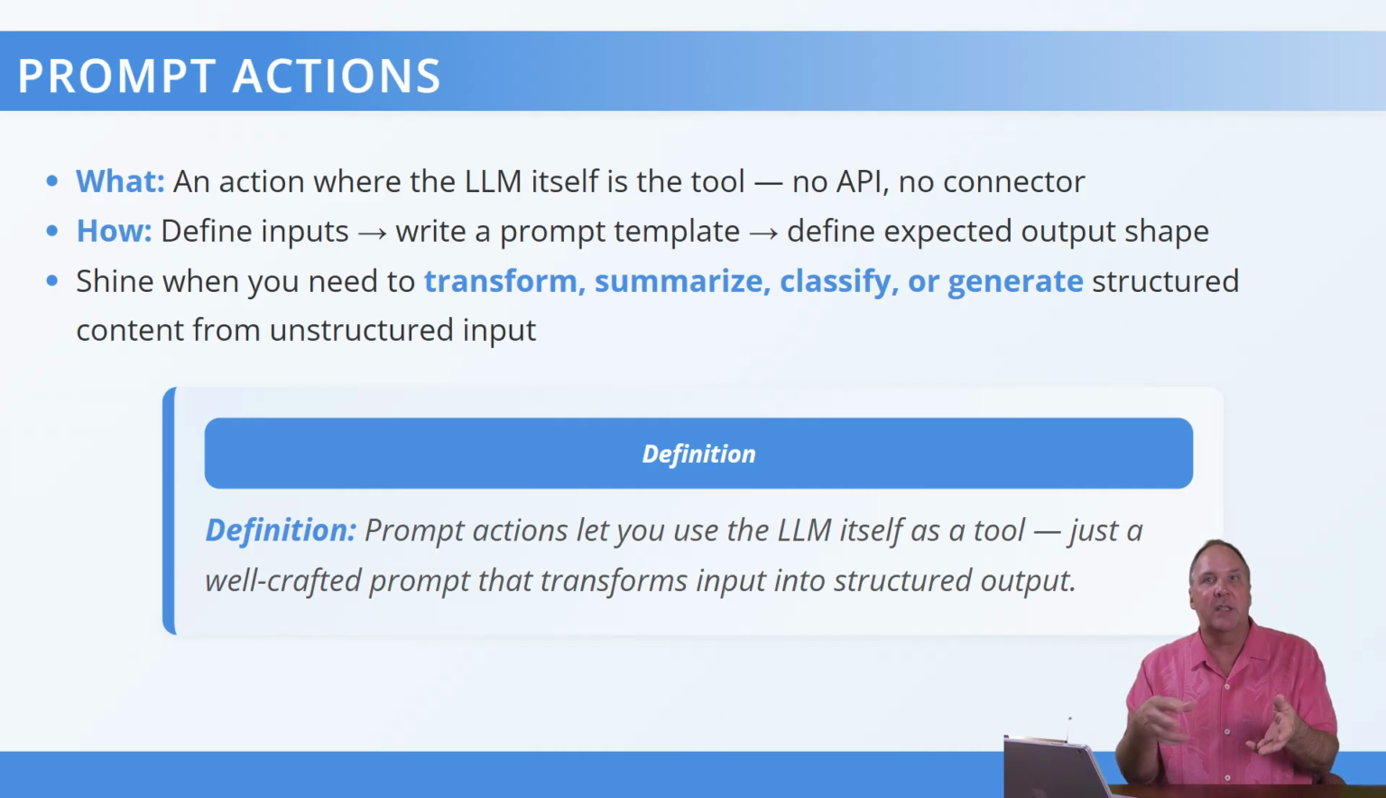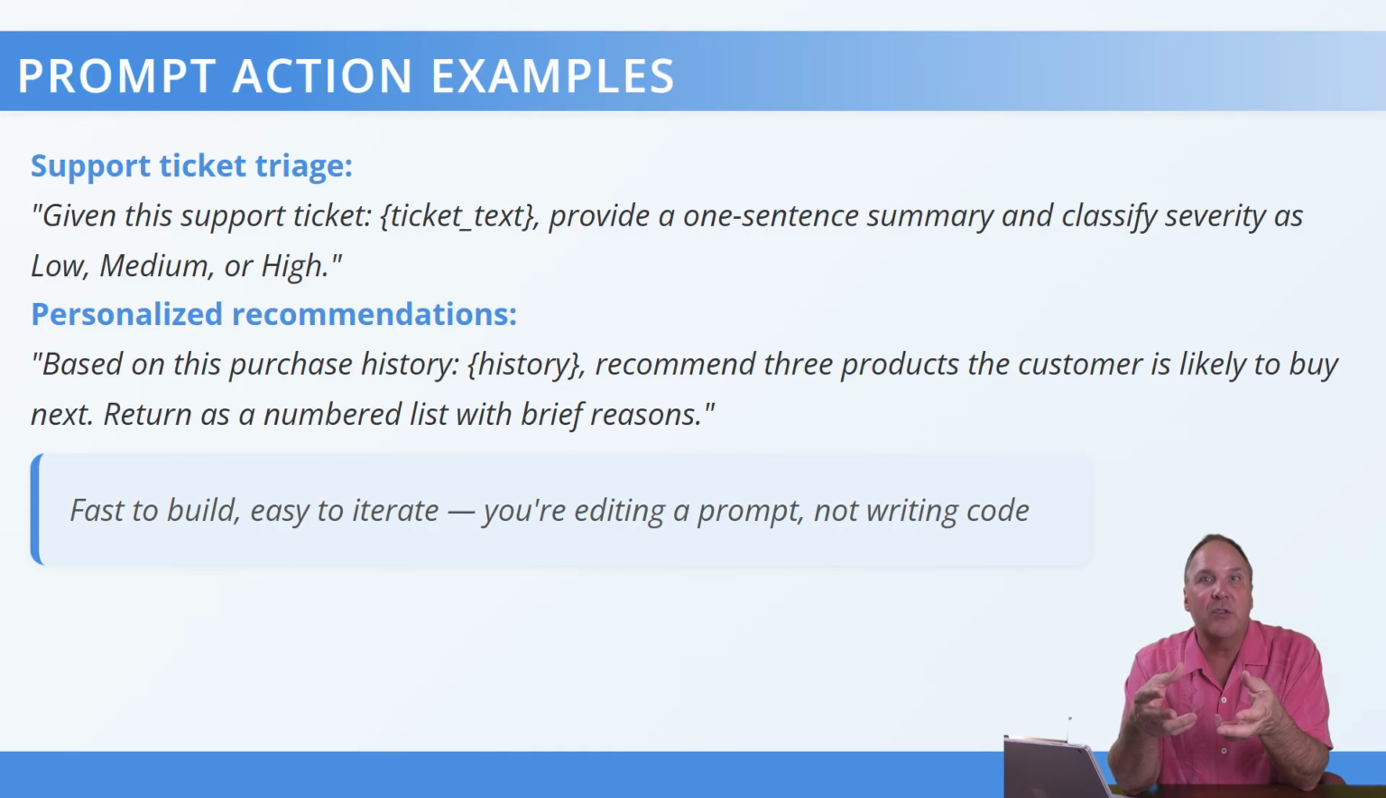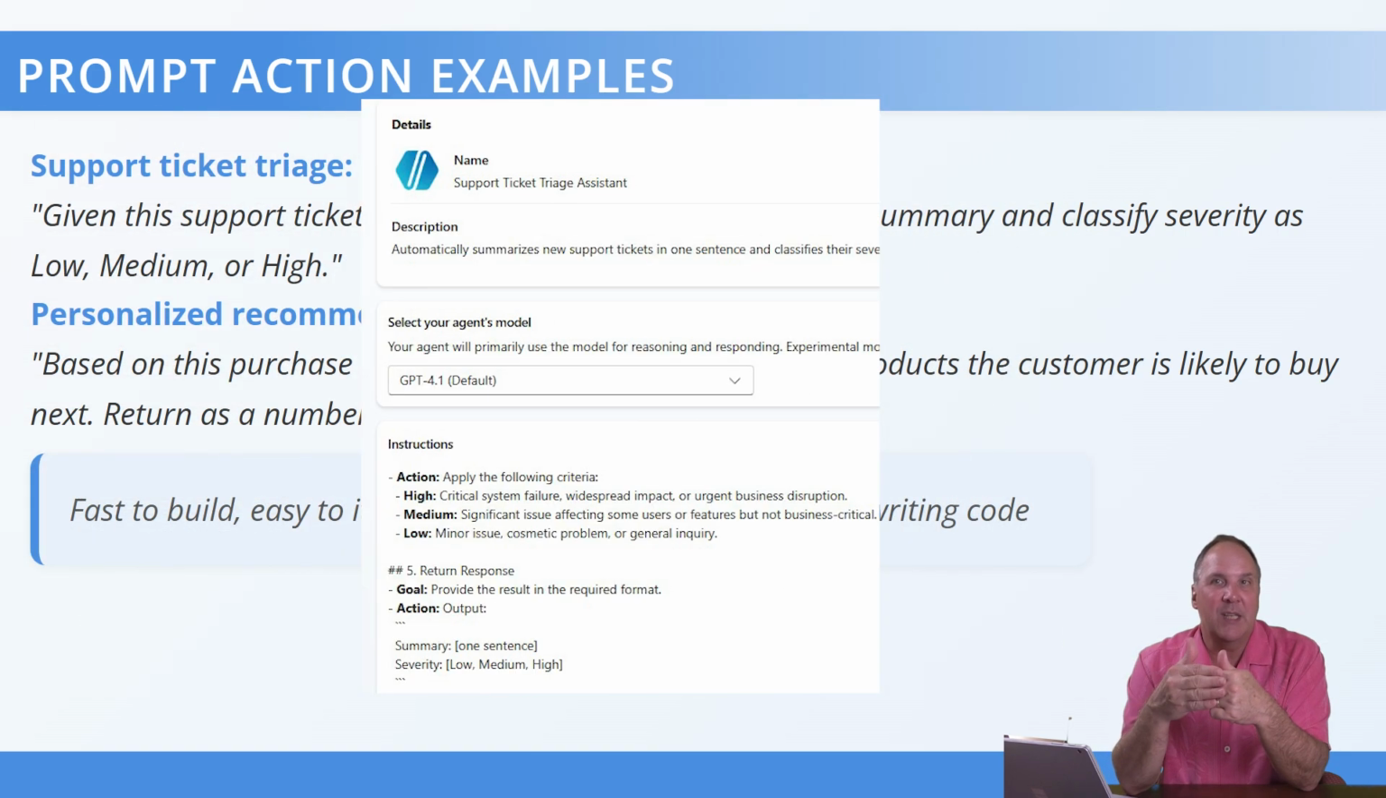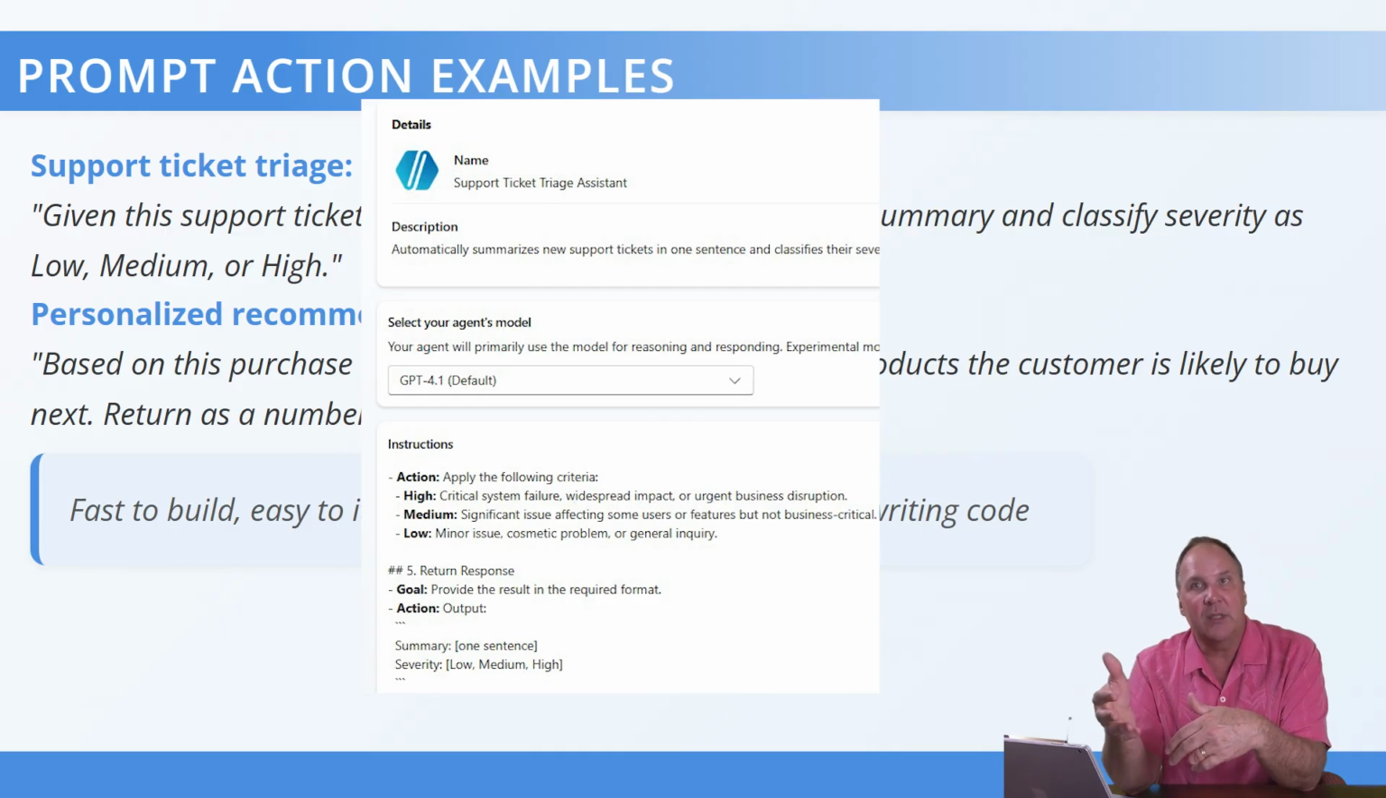When the action runs, the LLM processes the prompt with the live inputs and returns structured output. So for instance, a real example here. A support team gets hundreds of tickets daily. Before routing each ticket, you want a summary and a severity classification. So you create a prompt action. Given this support ticket text, provide a one-sentence summary and classify as severity low, medium, or high. The LLM reads the ticket, generates the summary, and classifies the severity. No API needed, no custom code, just a well-crafted prompt.